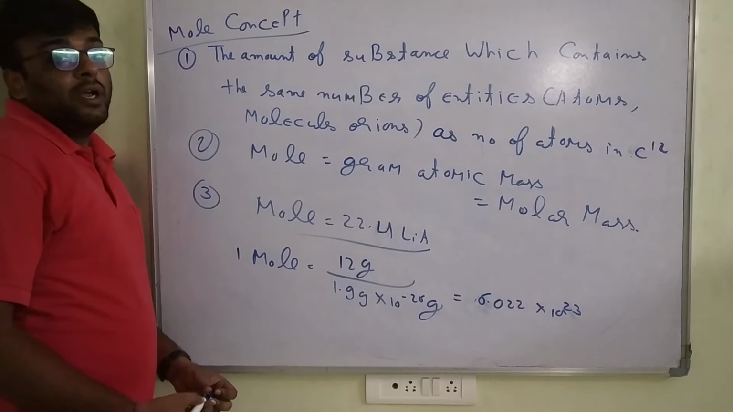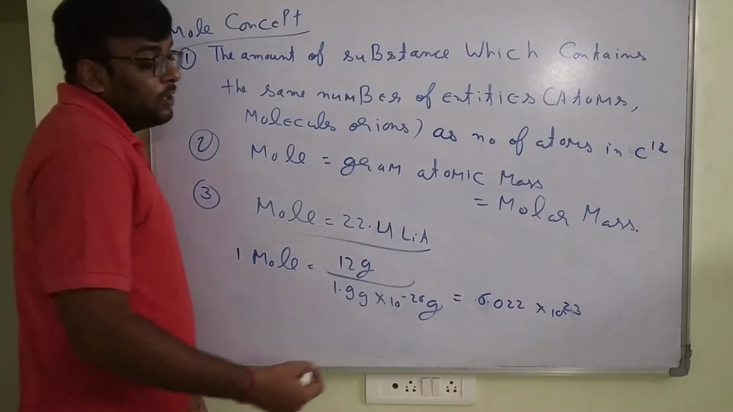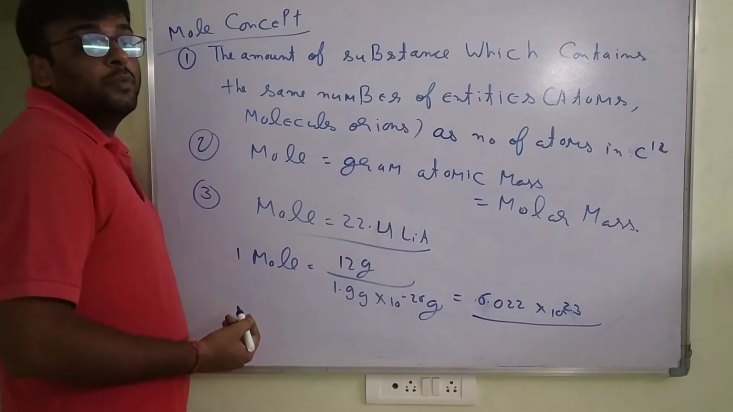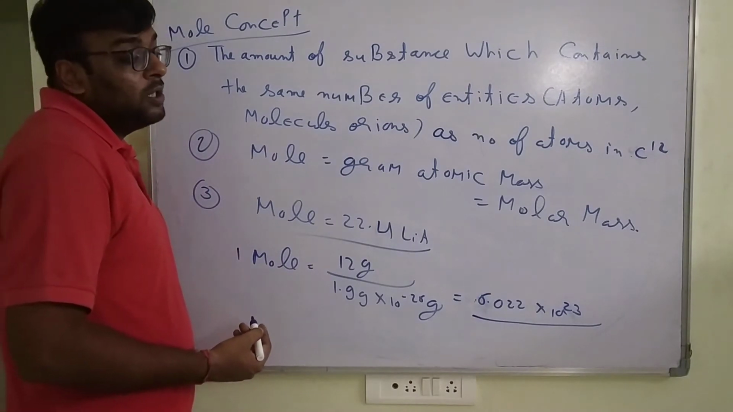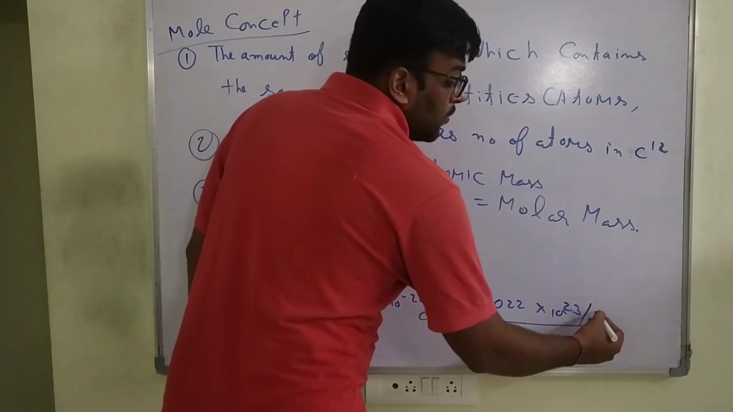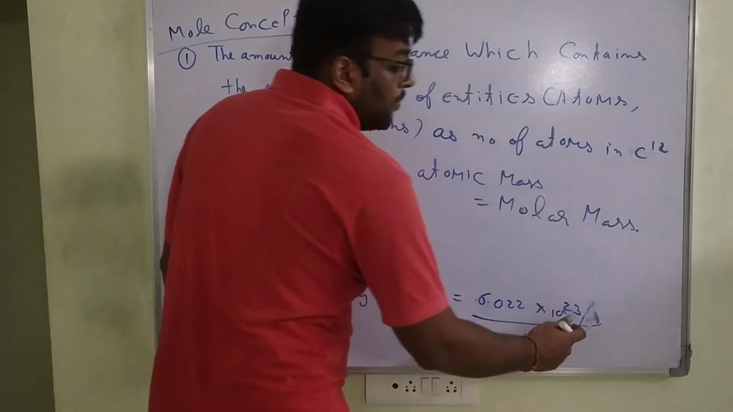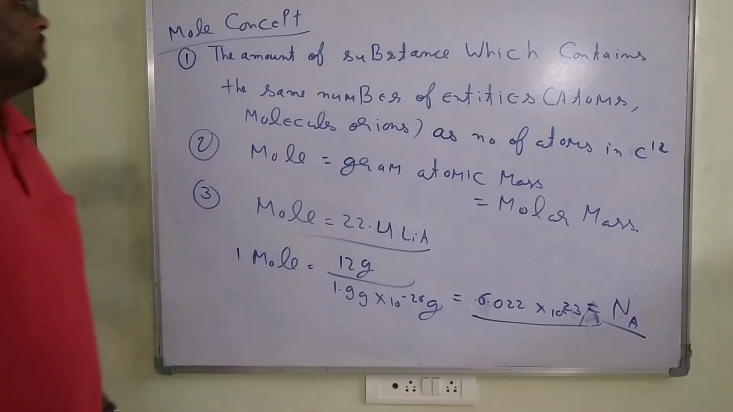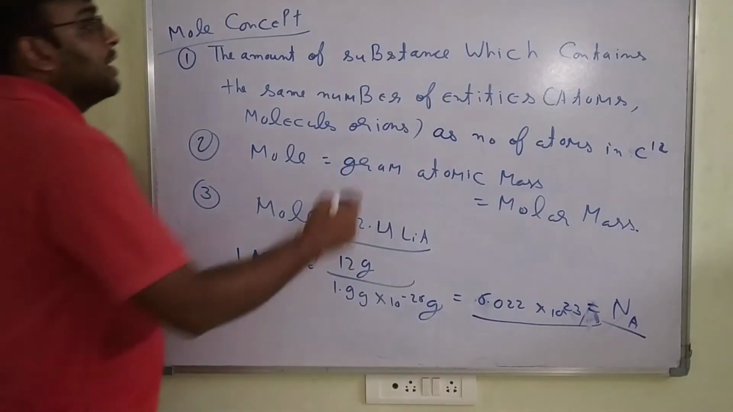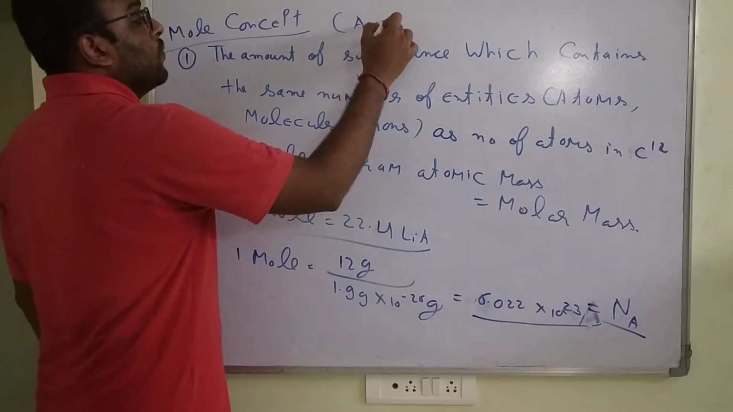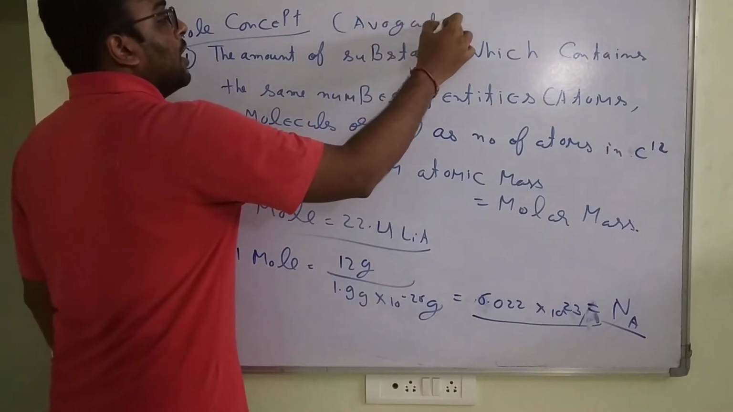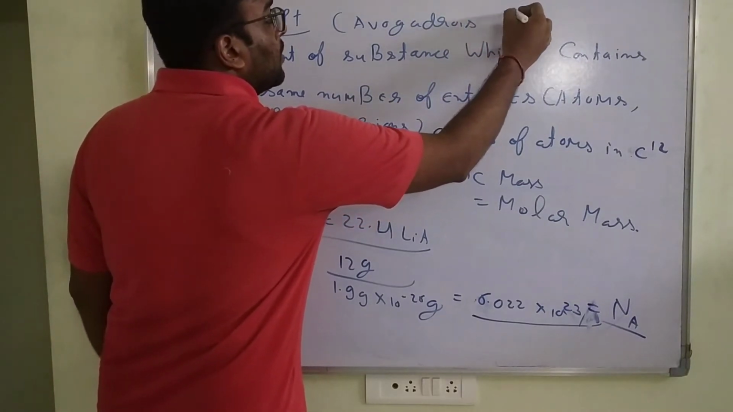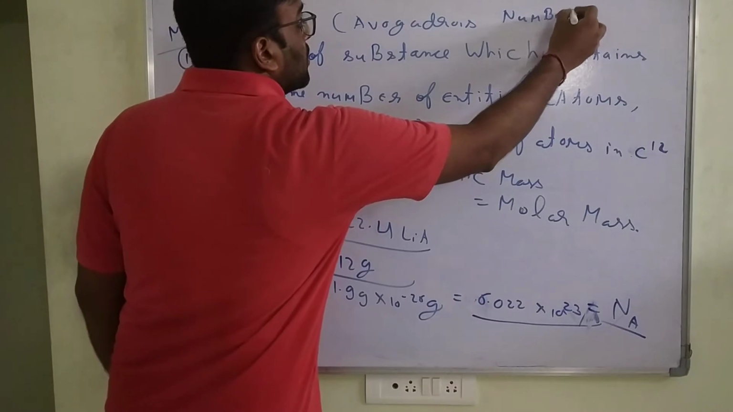Scientist Avogadro explained that one mole has a fixed value, 6.022. In calculation we use 6.023 × 10^23 molecules, atoms or ions, depending on the substance, and it is represented by NA. It is called the Avogadro number, after the scientist Avogadro. We are also discussing this Avogadro number.